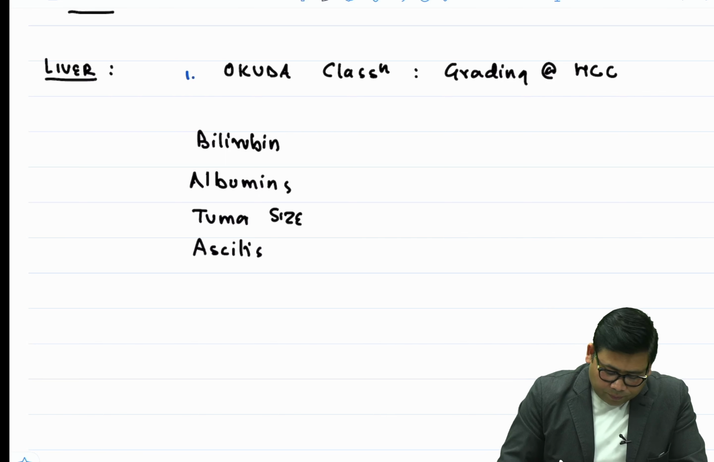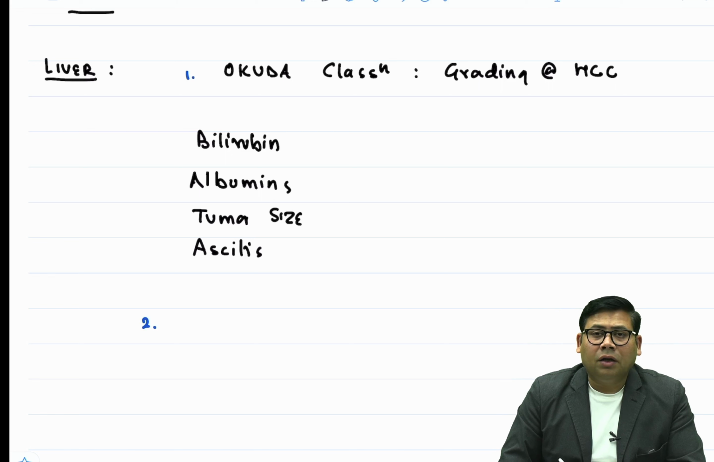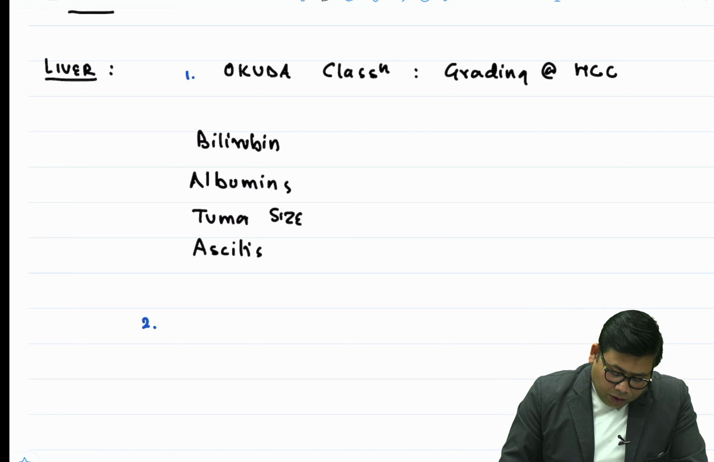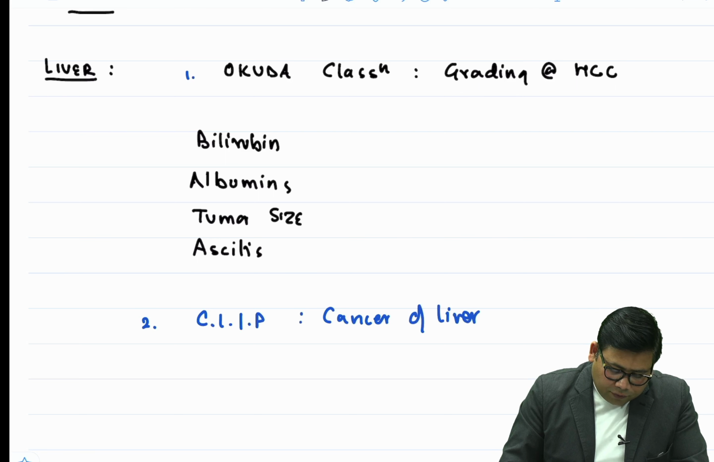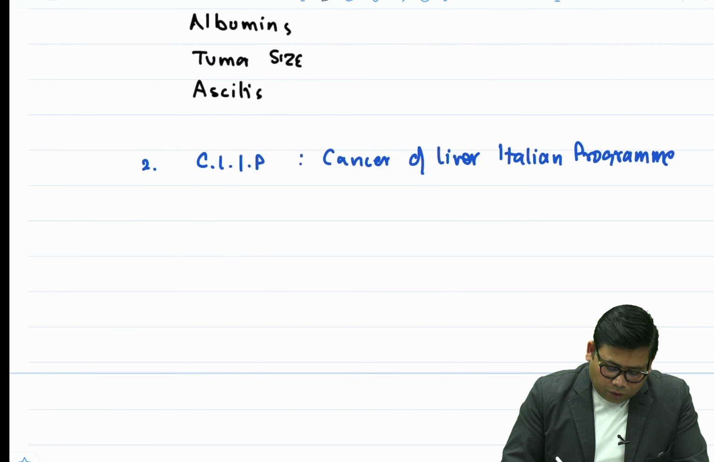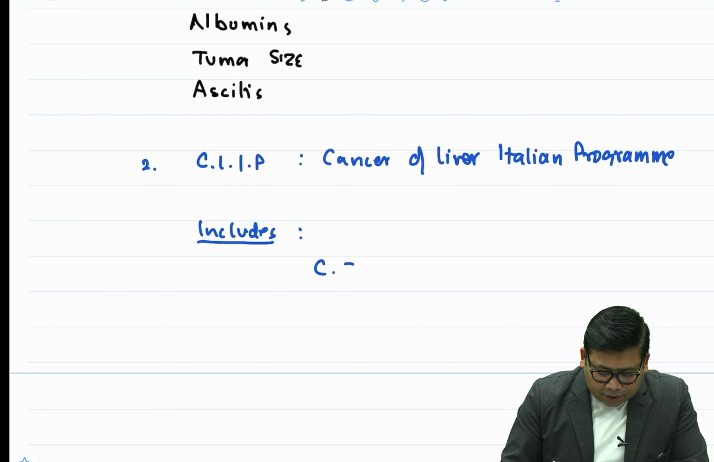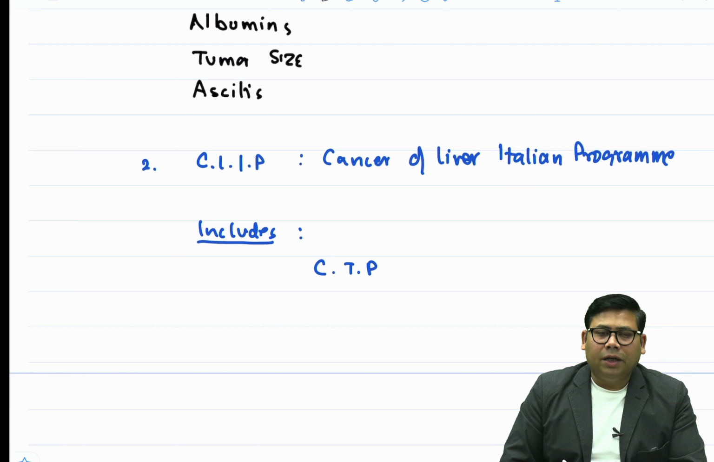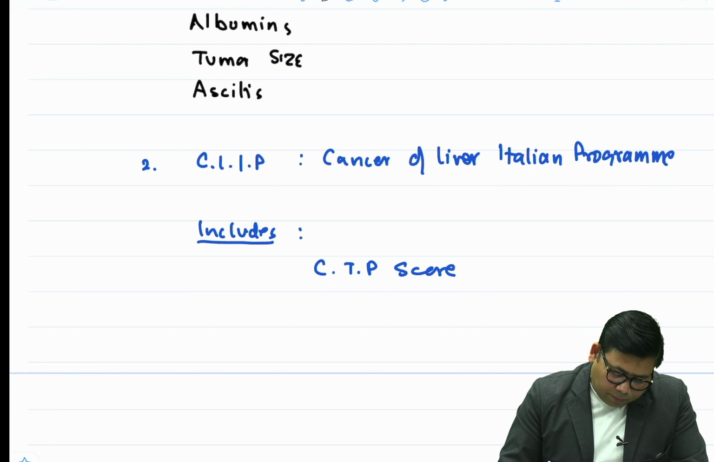So one is Okuda. Then we have what classification? We have other classifications like CLIP and CUPI. What is CLIP classification? That is Cancer of the Liver Italian Program, and what are the things that we include? It also includes certain important things. What are they? Child-Turcotte-Pugh score, the CTP score.